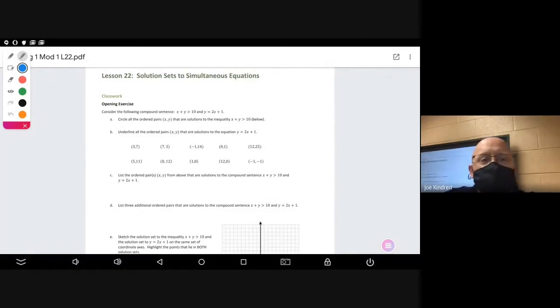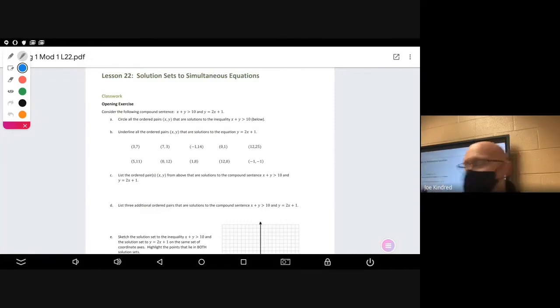Okay, lesson 22 and 23 today. We're going to combine two lessons, and you'll notice that if you look at both the titles of lesson 22, they're the same: solution sets to simultaneous equations. And so we are going to look at it from a couple different angles. The first angle is, what is a system of equations?